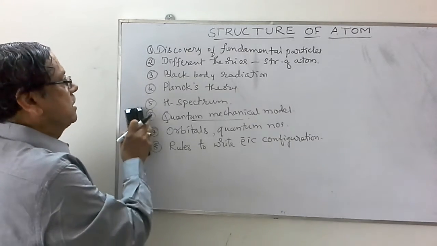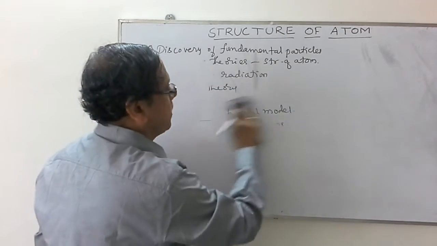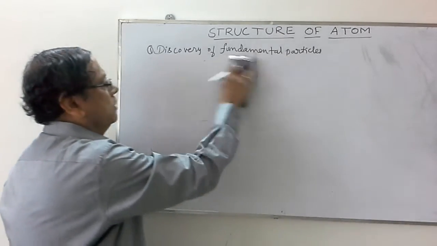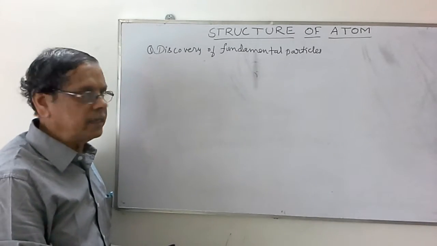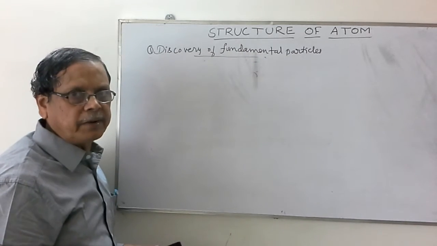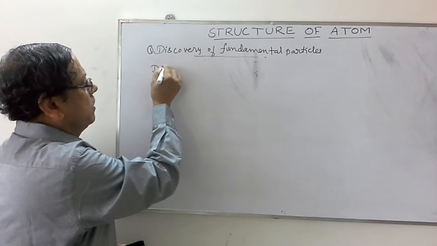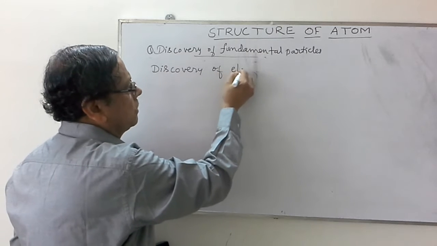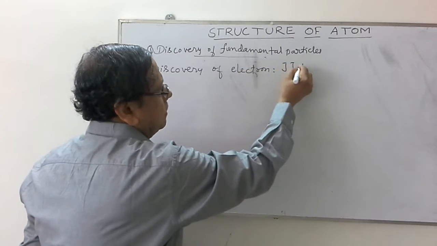When we go for the discovery of the fundamental particles, there are three fundamental particles that we come across mainly. In physics there are so many other fundamental particles used like positron, etc. But for the structure of an atom we study only three fundamental particles. The first one is discovery of electron. This is done by J.J. Thomson.